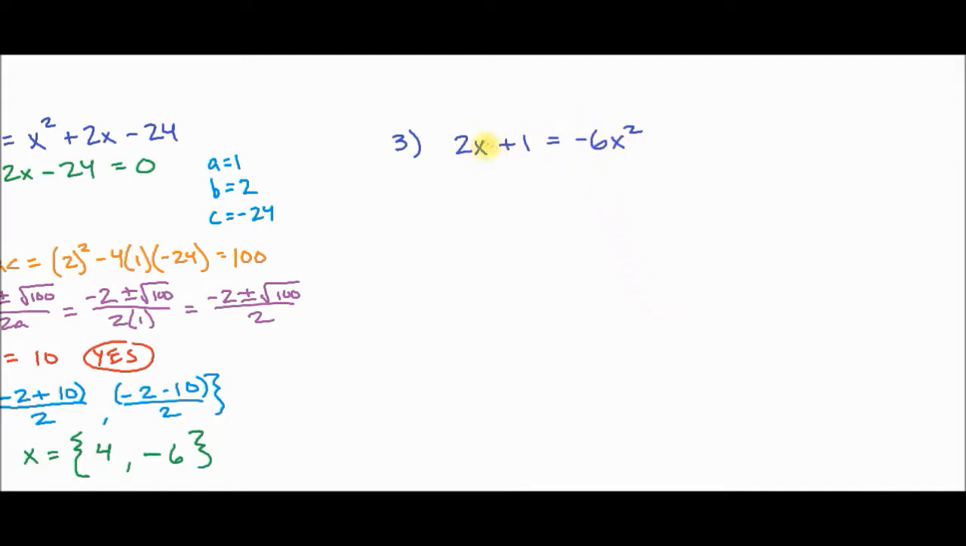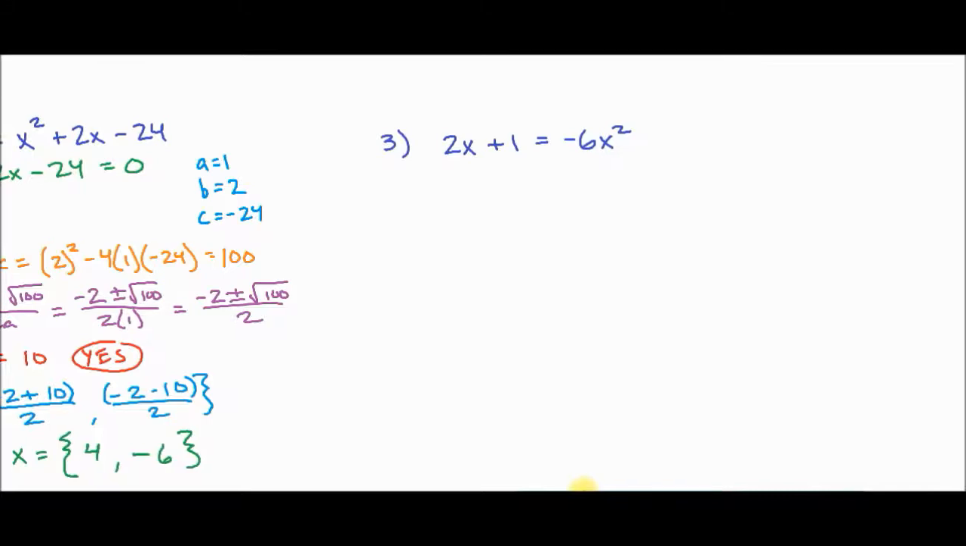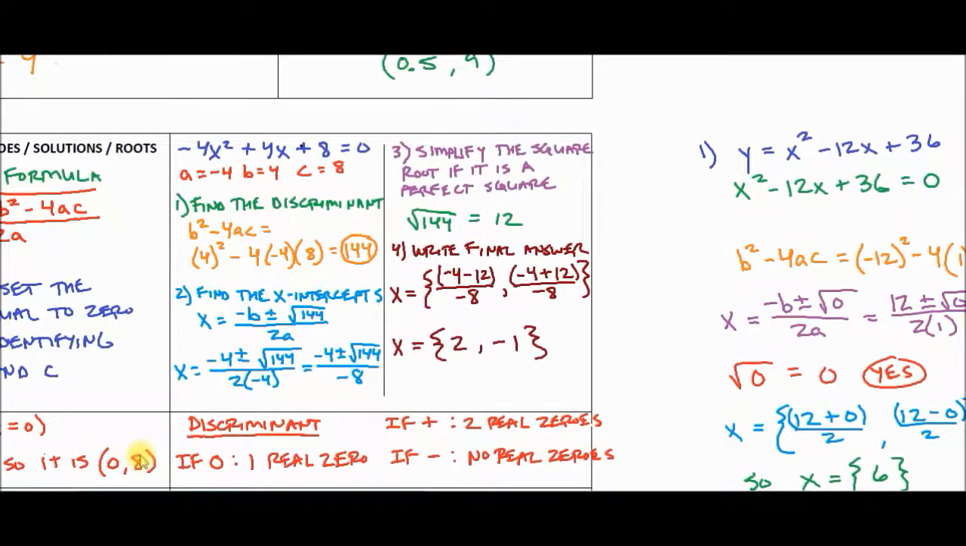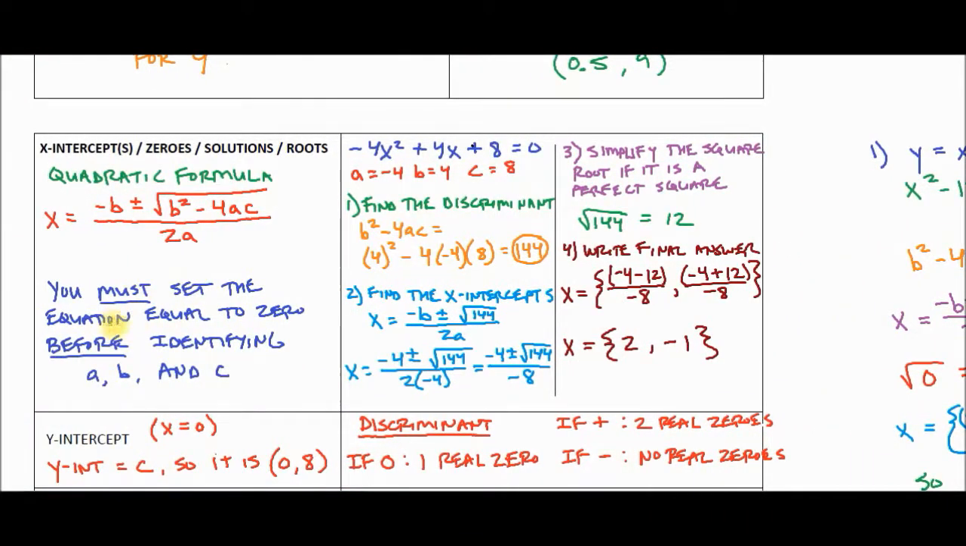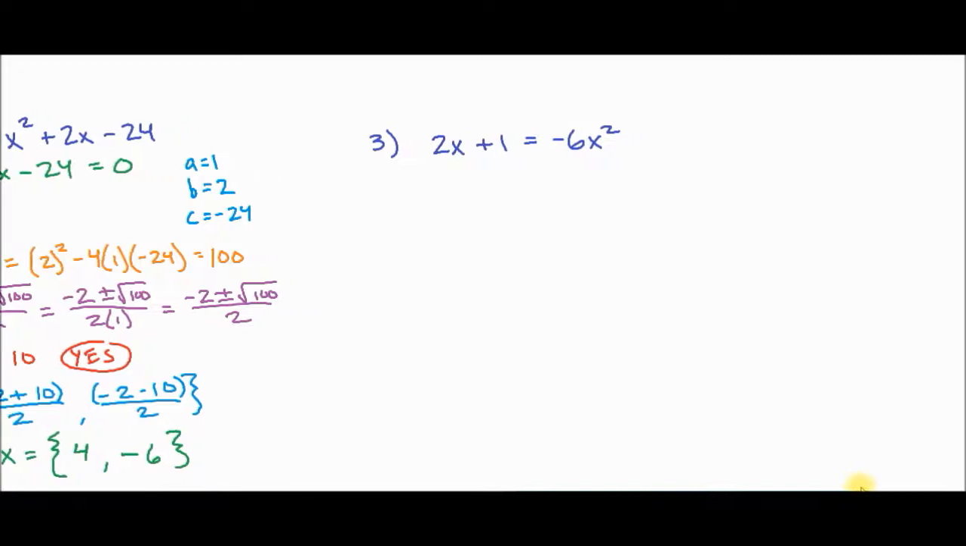Okay, hopefully you have made an attempt. You might have been confused on this one. It's a little bit different looking than the last two that we've done. But again, class, the first step in your flip book, if we go to that, says you must set the equation equal to 0 before identifying a, b, and c. So let's go ahead and do that. Let's move the negative 6x squared over to this side. We're going to add 6x squared to both sides.